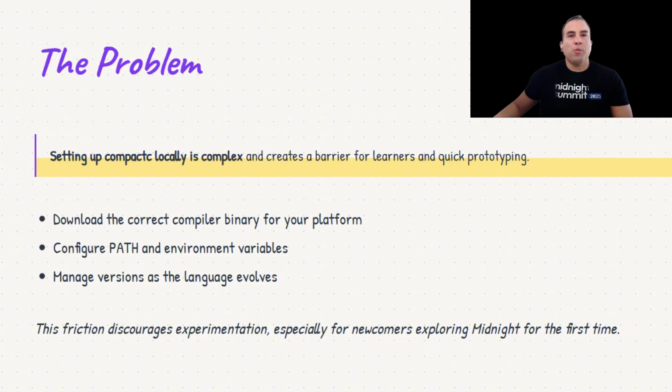So here's the problem we are solving. Setting up the Compact compiler locally, compactc, is not trivial. You need to download the right binary for your platform, configure your paths, and manage versions as the language evolves. If you just want to try Compact for the first time, this is not that easy. That's a lot of friction before you can even write your first line of code. This is especially painful for newcomers. Someone hears about Midnight, wants to see what Compact looks like, and they hit a wall of setup before they can even experiment. We needed something better.